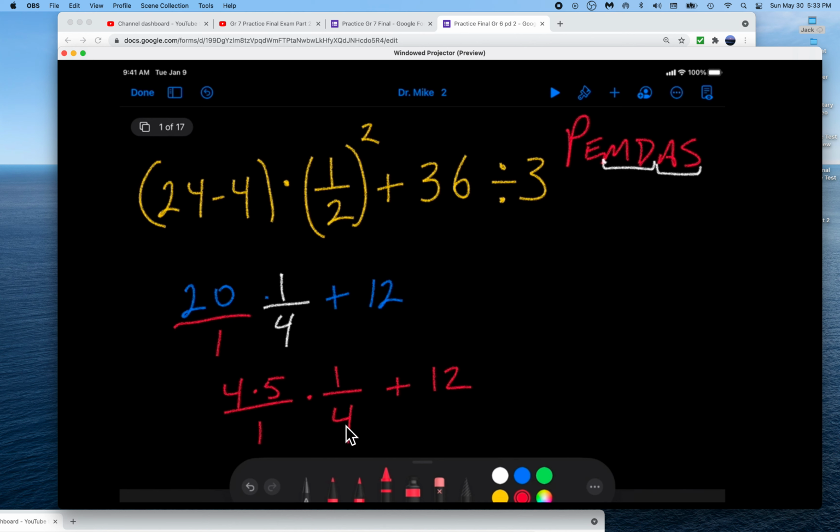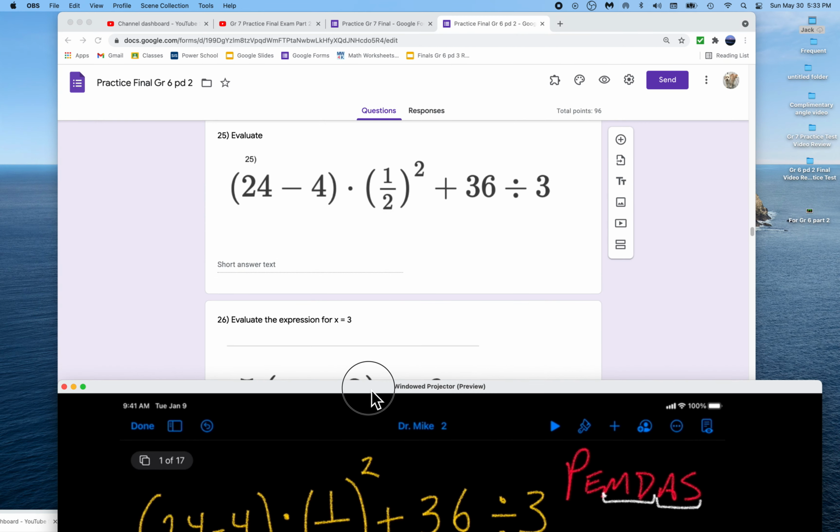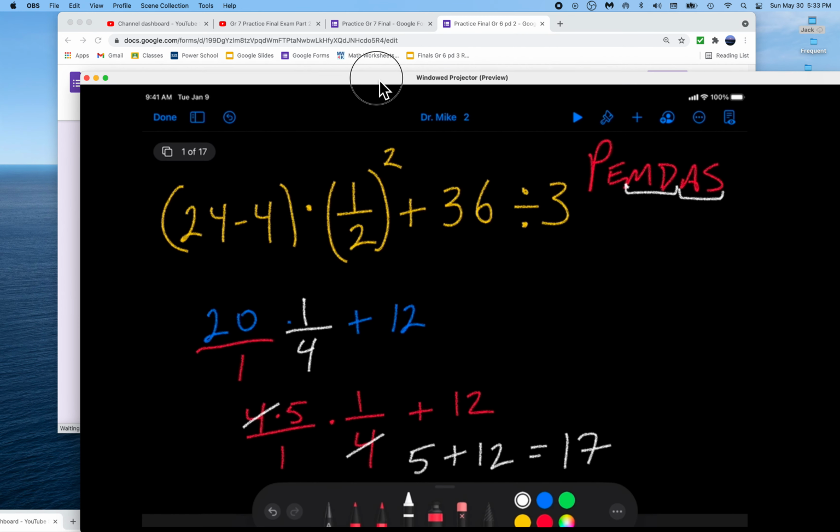Because these 4s, one is on the bottom, one is on the top, they can cancel. So 20 times 1/4 ends up being 5. Five plus 12 is 17. That is your final answer. That's what you would write in.